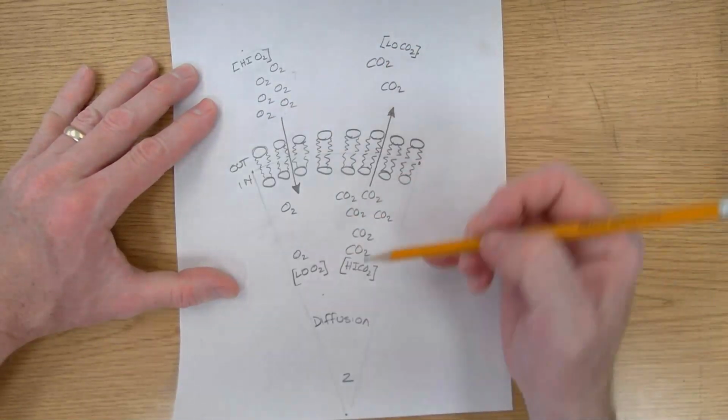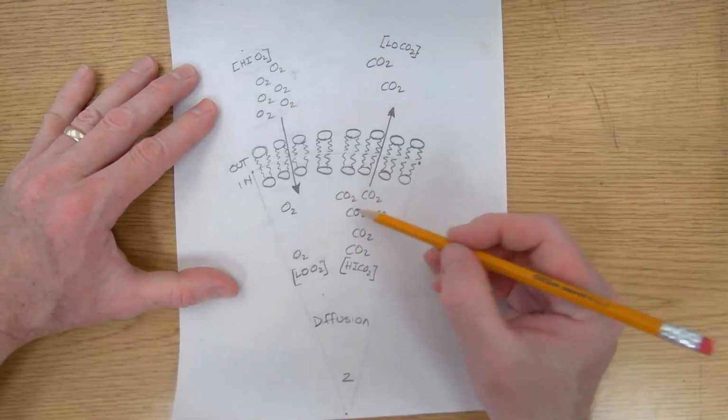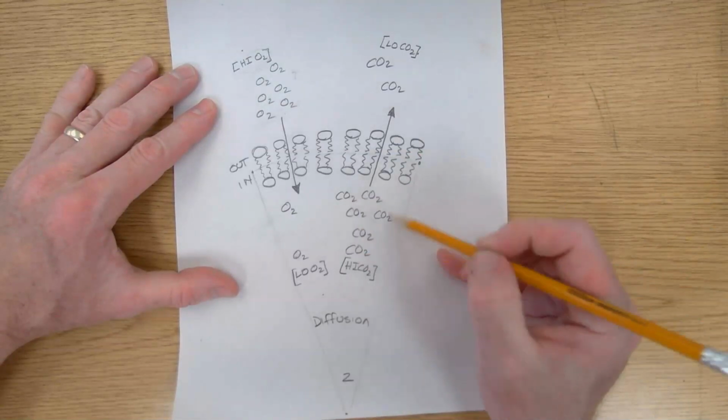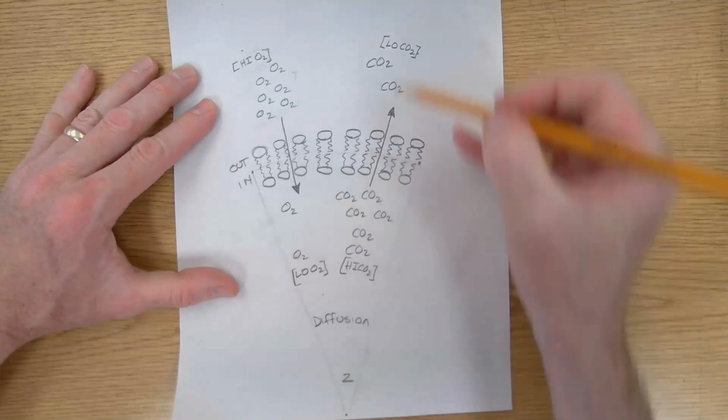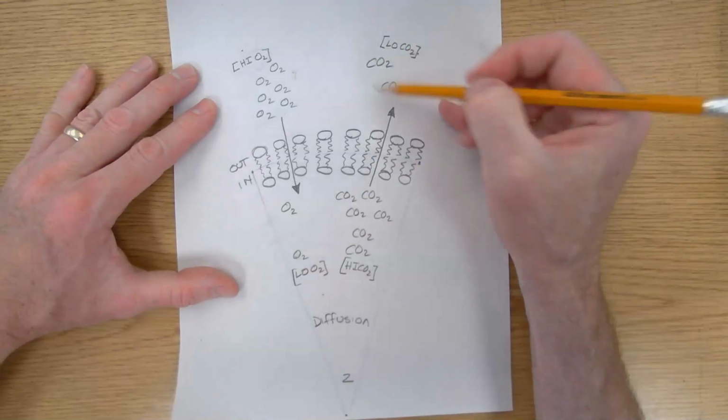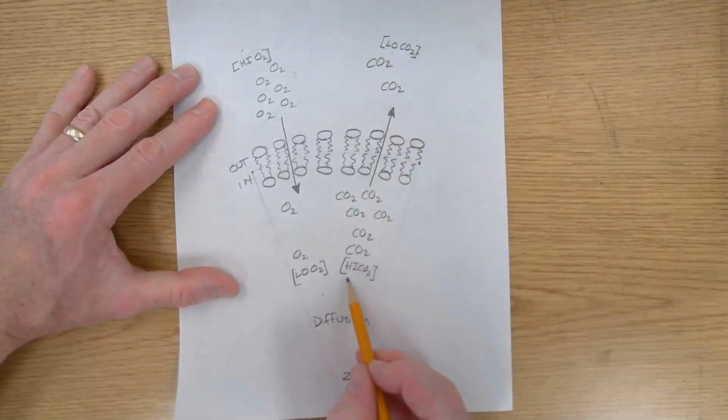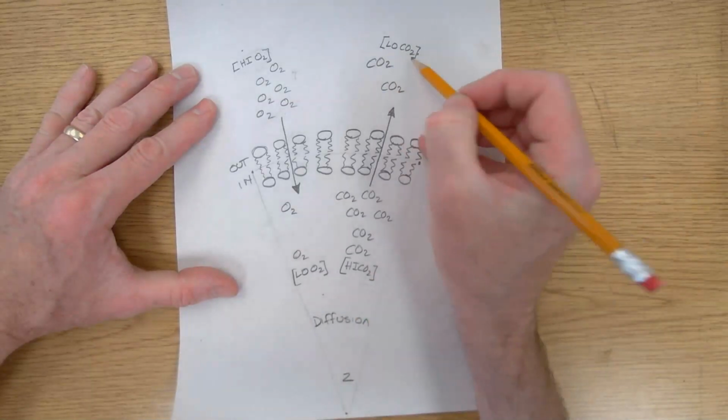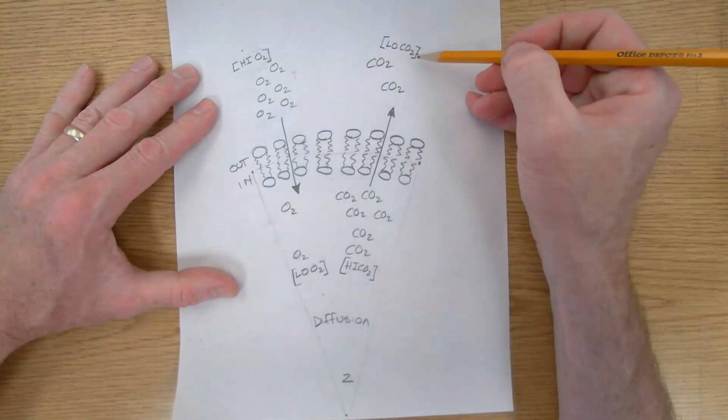Conversely, look at carbon dioxide. We've got 1, 2, 3, 4, 5, 6 carbon dioxides inside the cell, and we've got 2 outside the cell. That means that we have a high concentration of CO2 in and a low concentration of CO2 outside the cell.